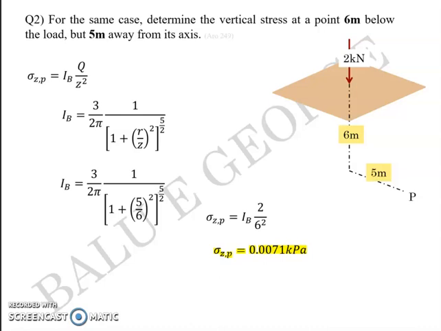It's quite simple, but the takeaway from these two questions is that compared to the previous question, you have an increased value of R. So once the value of R increased, sigma ZP decreased, which means as you go radially outward from the axis of the point load, the stress intensity starts to decrease.